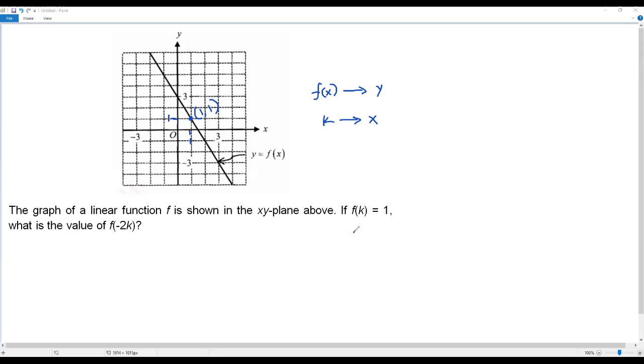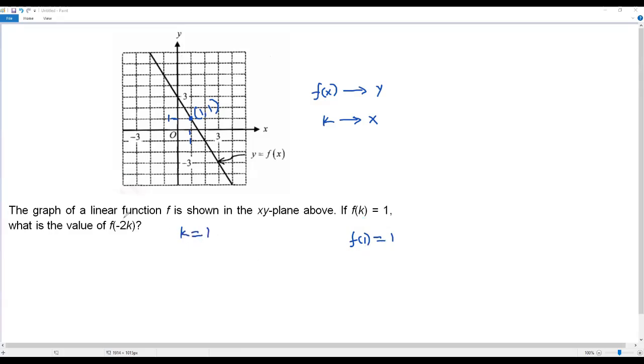So that means f of 1 equals 1. That is, when x equals 1, the value of y is also 1, from this point 1 comma 1. Okay, so comparing this and this, what value do we get for k? At the place of k, here we have 1. So therefore the value of k equals 1.